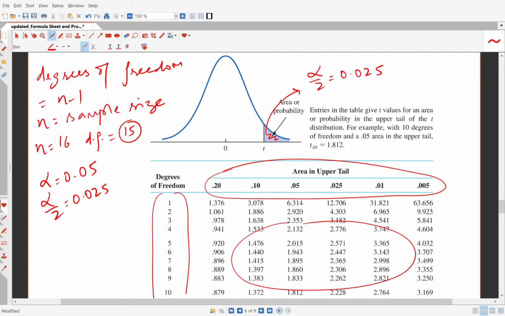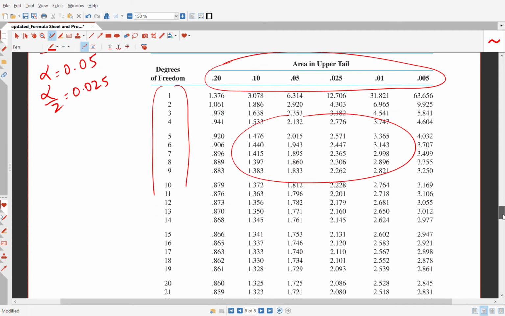Now, going back to the question, let us say your sample size is 16 and alpha by 2 is 0.025. So what is the t-score? The way to get the t-score is you go to n minus 1, which is 15 degrees of freedom, and you go to the column that says 0.025, so that is 2.131. So your answer is 2.131. Okay, so this is how you look up the t-table.